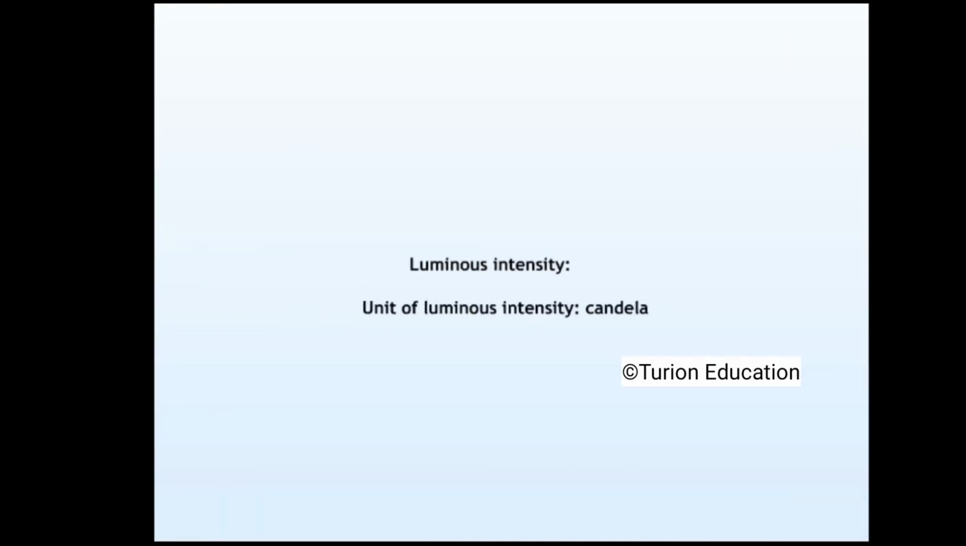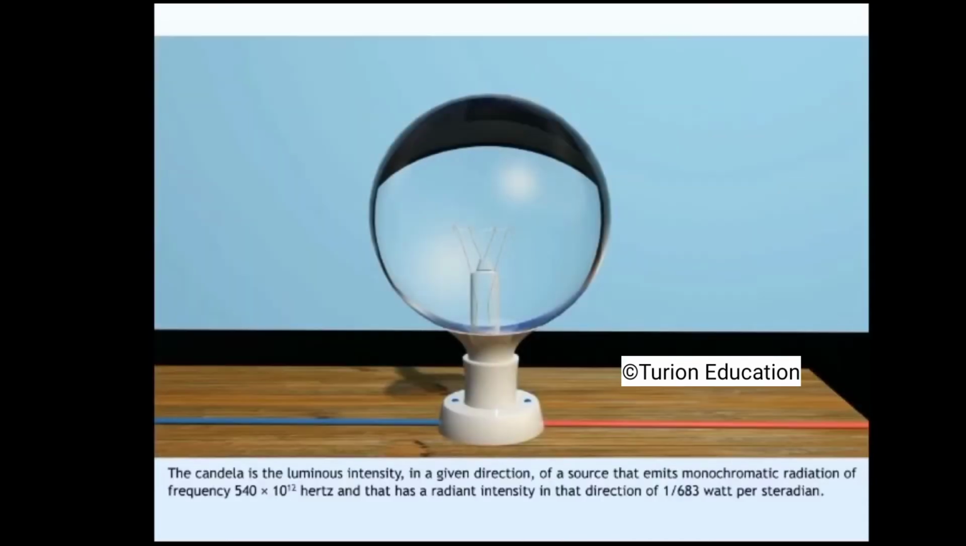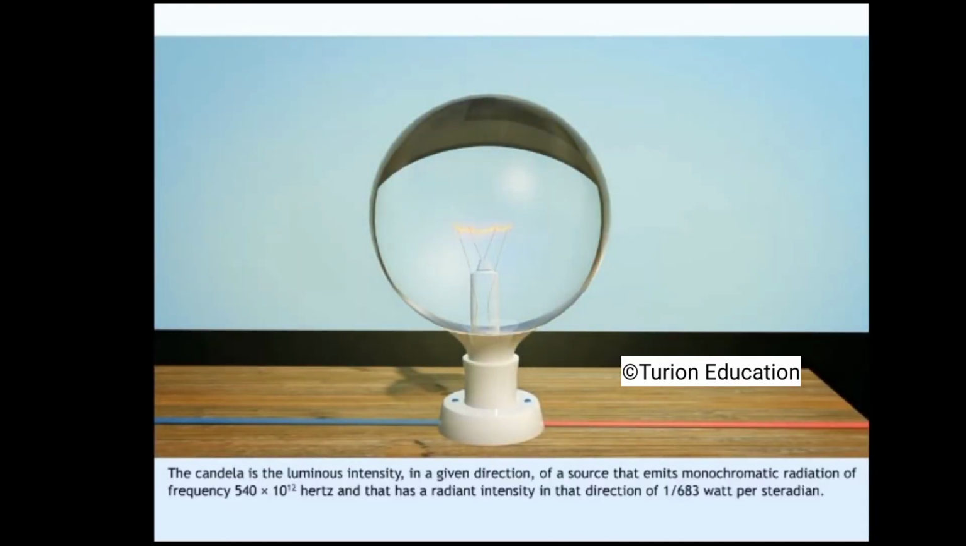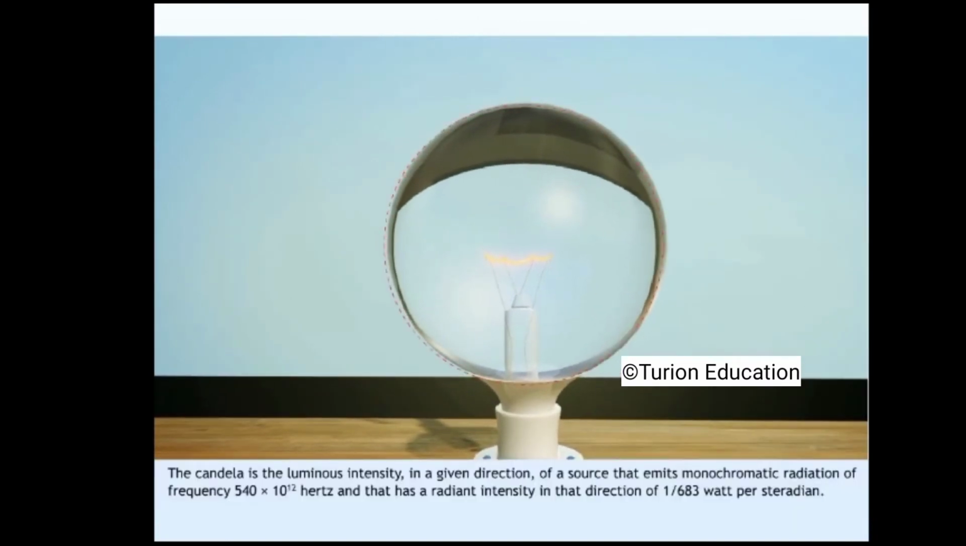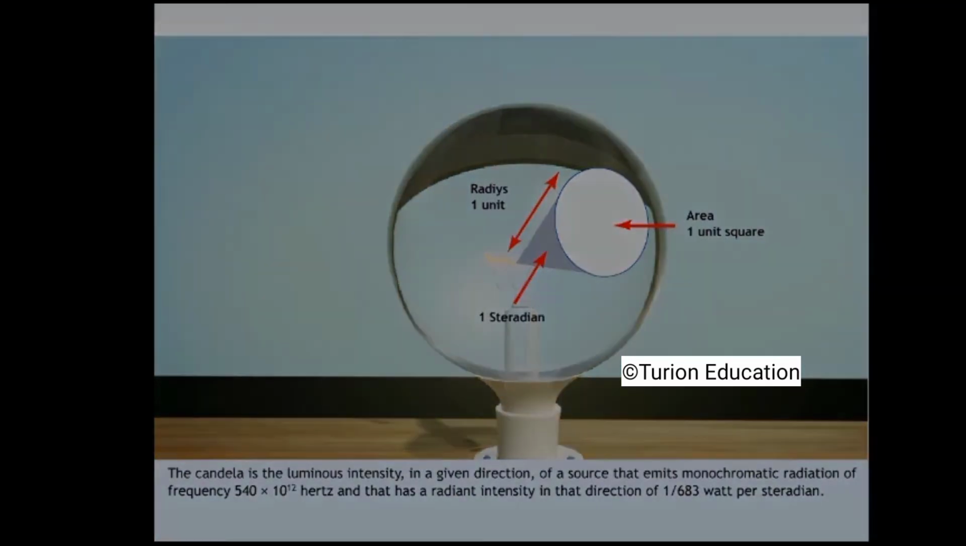Seventh quantity is luminous intensity. Unit of luminous intensity is candela. The candela is the luminous intensity in a given direction of a source that emits monochromatic radiation of frequency 540 × 10¹² Hz, and that has a radiant intensity in that direction of 1 by 683 watt per steradian. Now we will understand some of these units in detail.